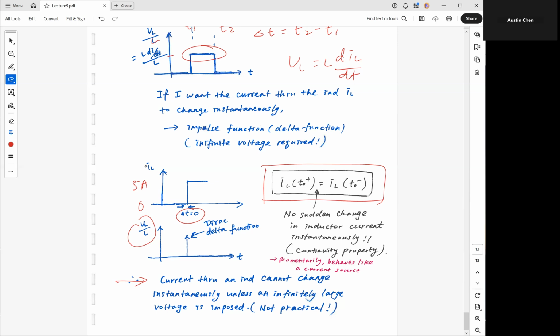And this is summarized by this continuity property. Instead of using vC at t0 plus equal to vC at t0 minus, we'll use the iL. So iL at t0 plus is equal to iL at t0 minus, following exactly the same rationale as we discussed for the capacitor case. So no sudden change is allowed. Gradual change is fine, following the continuity property.